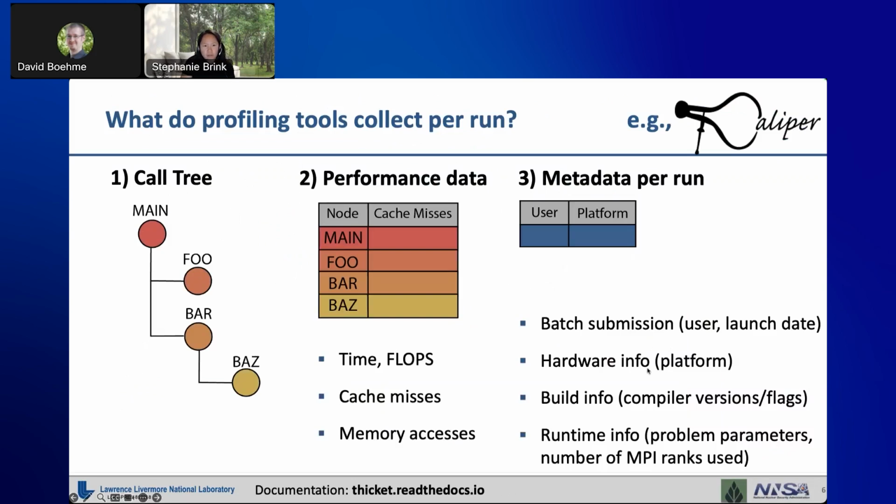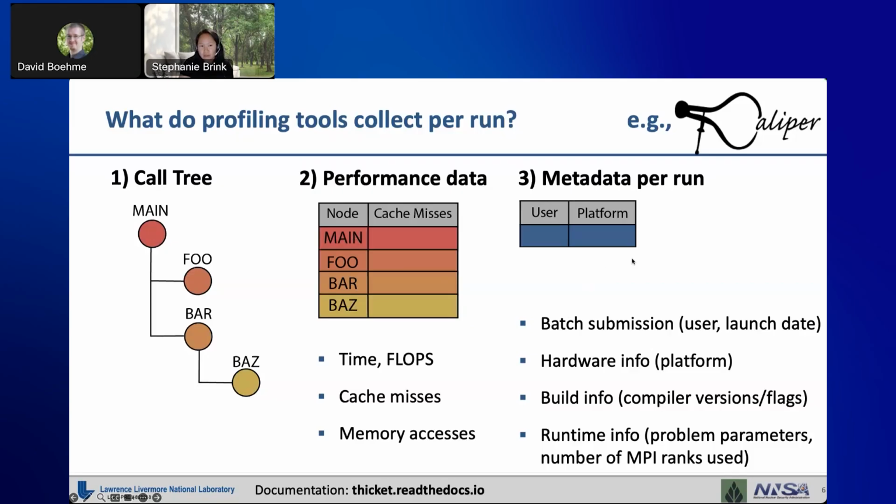A little bit about what our profiling tools collect. David again went over this in his Caliper module, but the idea is that we collect three different things with our profiling tools. The first is a call tree, shown on the left. A call tree is simply a graph showing you which functions call other functions in your program. In this example, we have a function main that calls foo and bar, and bar calls another function baz. Also in our profiling tools, we collect performance data, of course. For every function in our call tree, we might get performance data such as how much time the function took to execute. Maybe we're interested in how many cache misses or how many memory accesses happened per function.